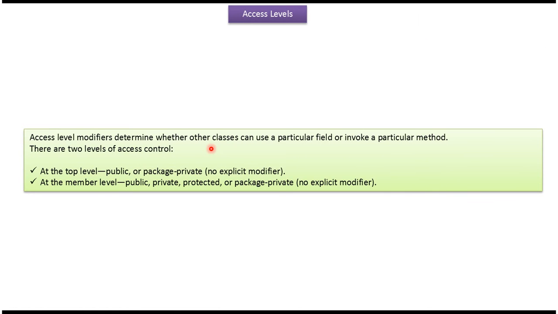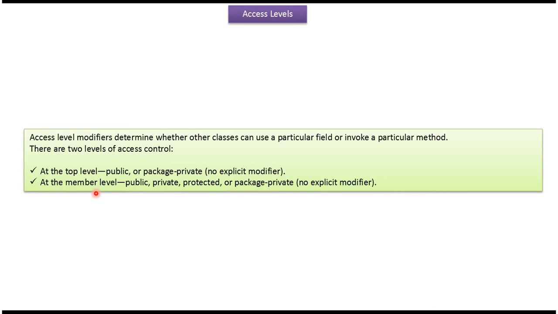Access level modifiers determine whether other classes can use a particular field or invoke a particular method. There are two levels of access control. At the top level, meaning for classes and interfaces, we can declare public or package private. Package private meaning no explicit modifier.